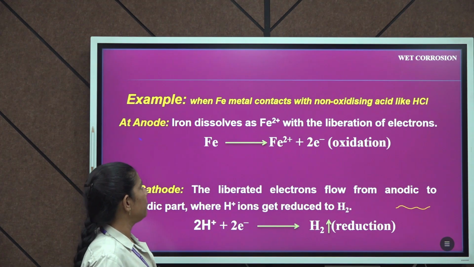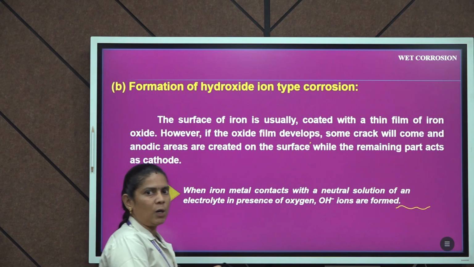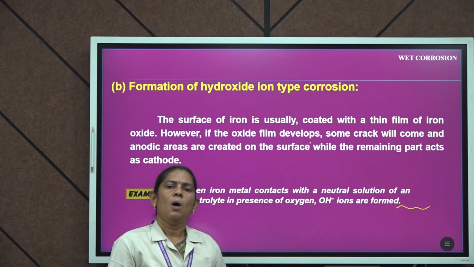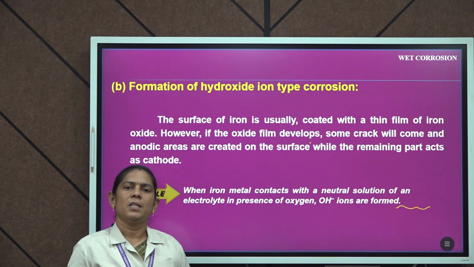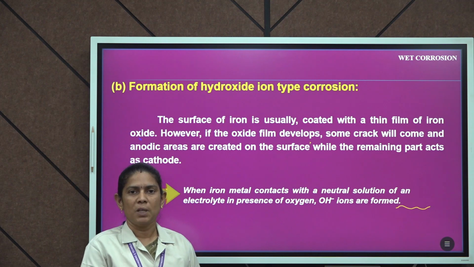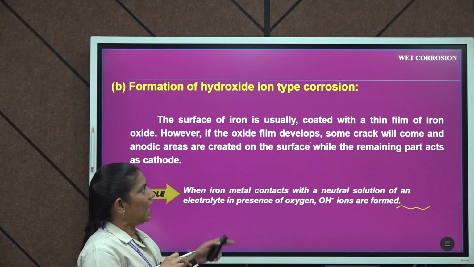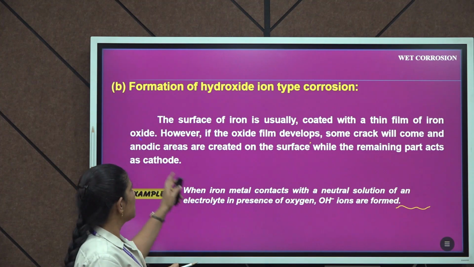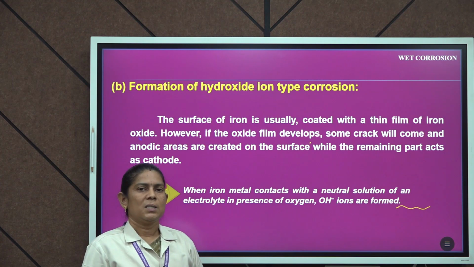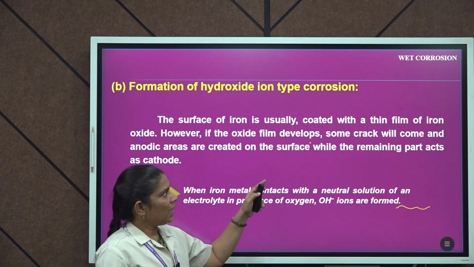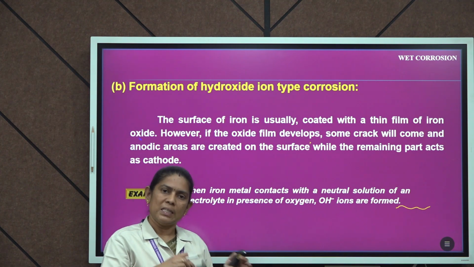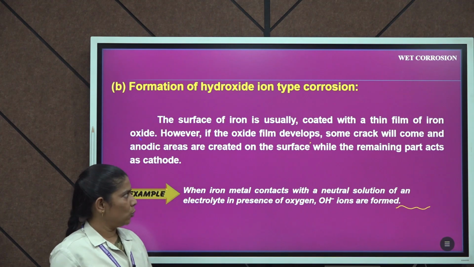We will move on to the second type, formation of hydroxide ion type. Before that, all the metals except noble metals, when exposed to the environment, have an oxide film formed on the metal surface. However, if the oxide film develops further, some cracks will come. That crack portion acts as anode, which means the rest of the portions behave as cathode, right.